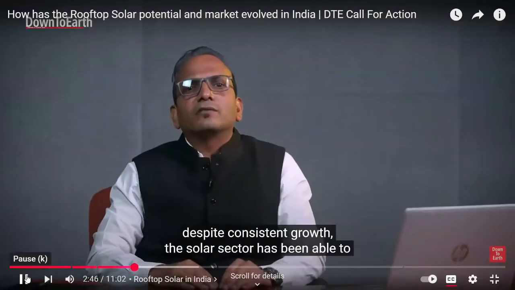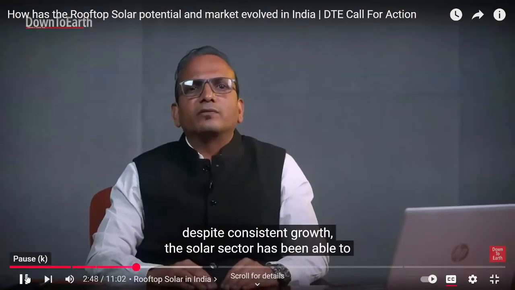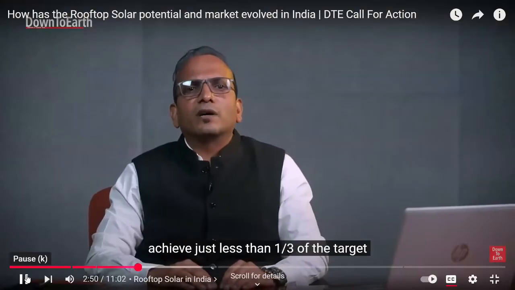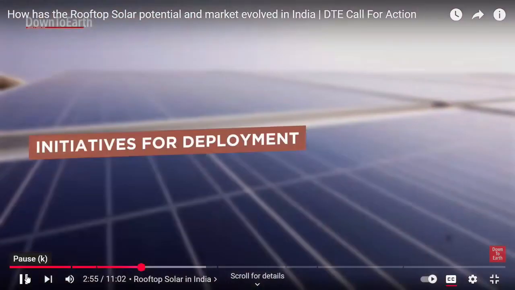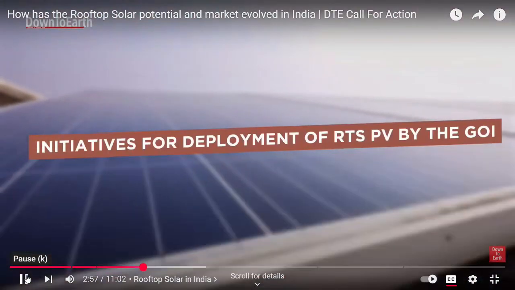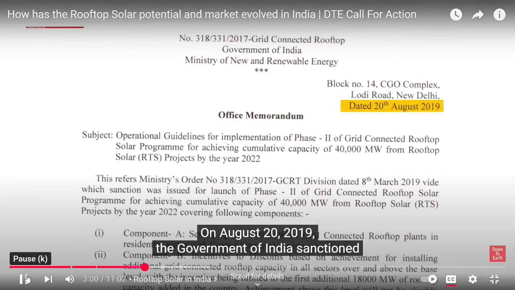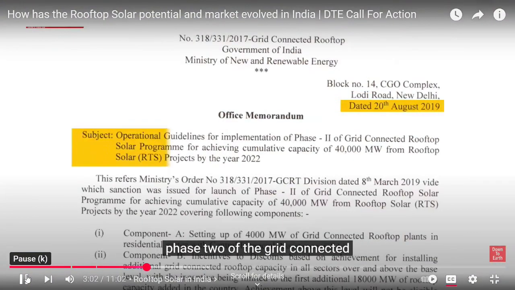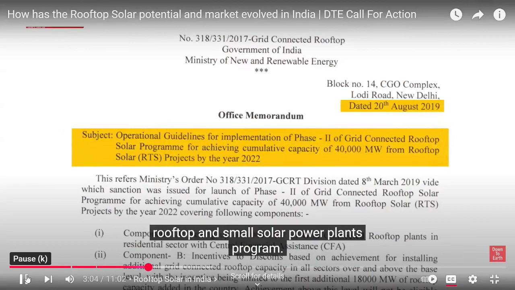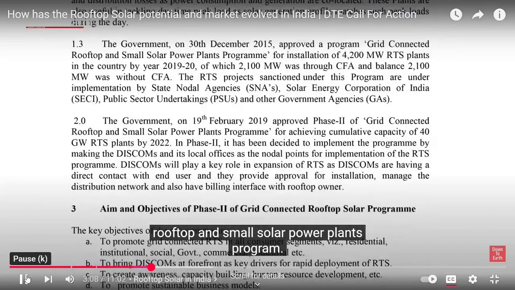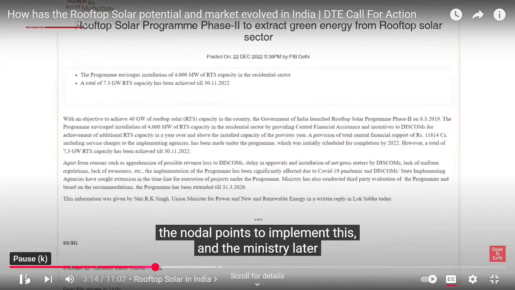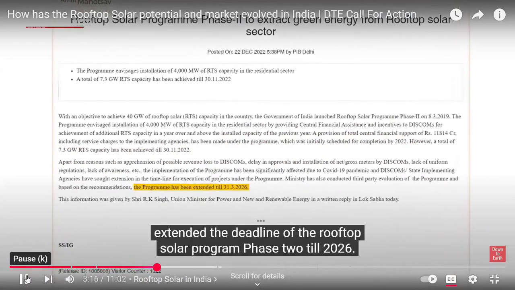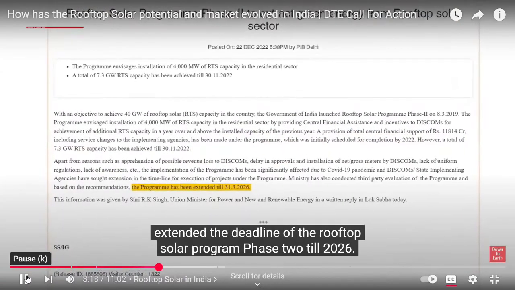However, despite consistent growth, the solar sector has been able to achieve just less than one-third of the target of 40 gigawatt envisaged till 2022. On August 20, 2019, the Government of India sanctioned Phase 2 of the Grid-Connected Rooftop and Small Solar Power Plants program. The DISCOMs and their local offices were made the nodal points to implement this. The ministry later extended the deadline of the rooftop solar program Phase 2 till 2026.